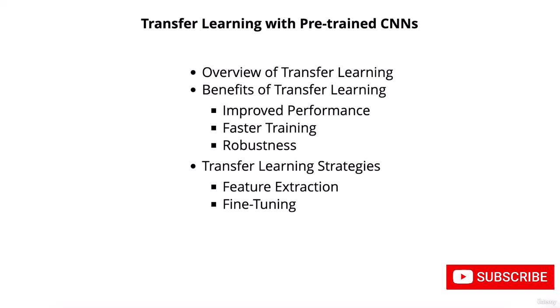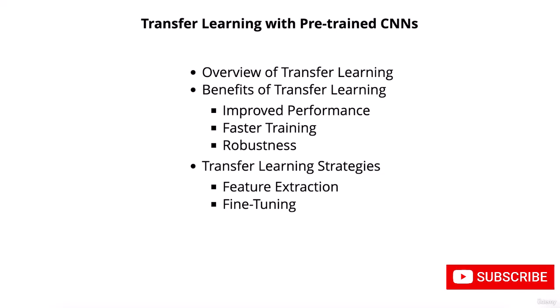First topic is all about the overview of transfer learning. Transfer learning involves transferring knowledge from a source domain, usually a large dataset, to a target domain, a smaller dataset, or a specific task. In the context of CNNs, this typically means using the learned features from pre-trained models to improve the performance of models on new tasks. The second one is benefits of transfer learning.